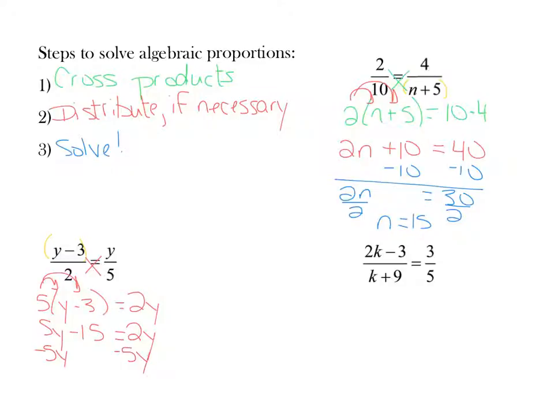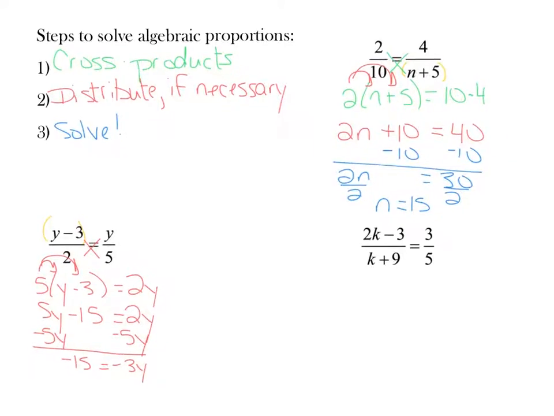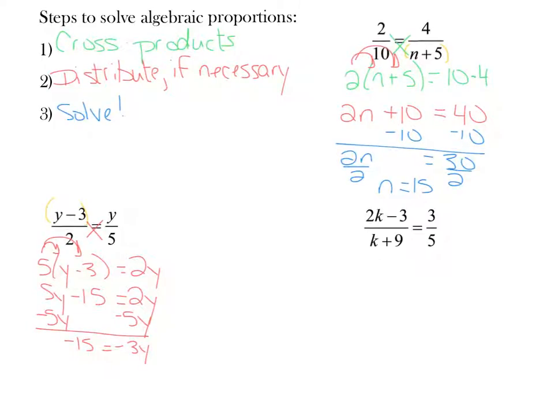It just means I'm going to have a negative. I've got a negative 15. Notice that minus sign there. 2y minus 5y is negative 3y. I'm going to divide both sides by negative 3. And y is a positive 5.